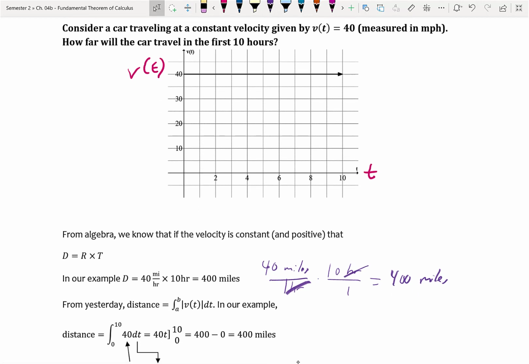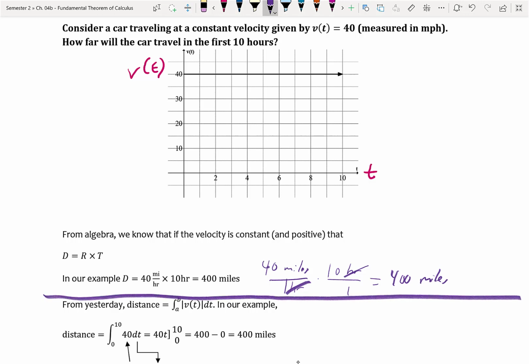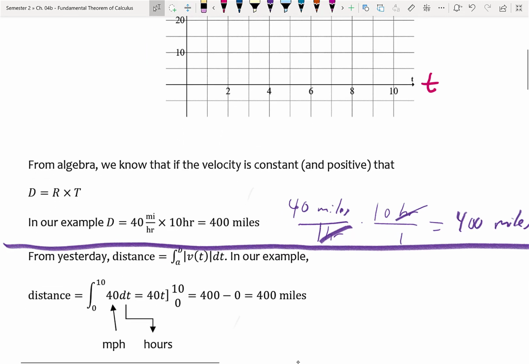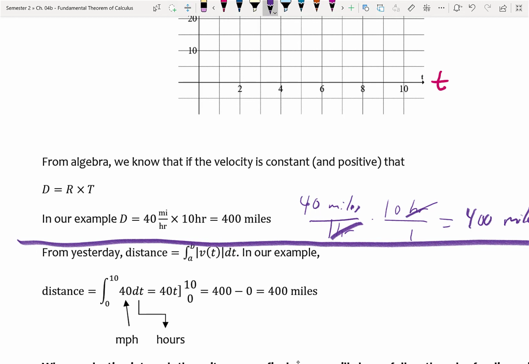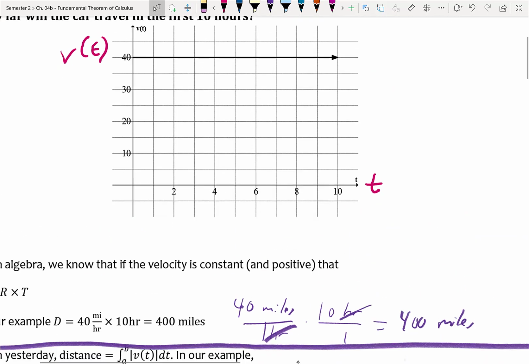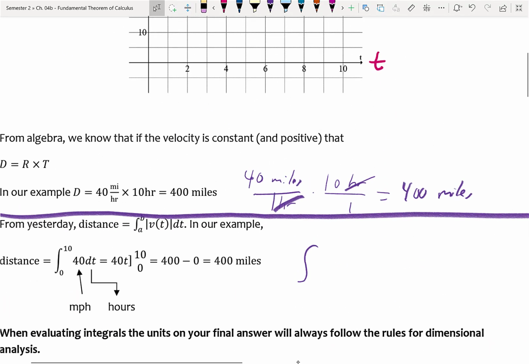So that's algebra, and I'm going to draw a little bar here to separate the algebra from the calculus. Yesterday, you learned that distance traveled is the absolute value of the integral of the first derivative of distance, and the first derivative of position is velocity. So the distance traveled in our example should be, I'm going to write this out by hand, the integral, for the first 10 hours, 0 to 10, of the velocity function, v of t, dt.